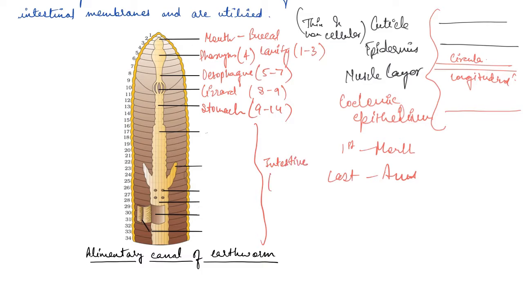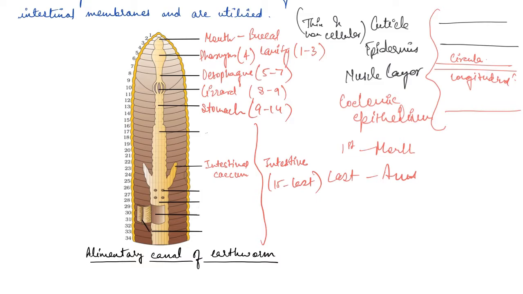This starts from the 15th to the last segment, right? Now in the intestine, we basically have a pair of short and conical structures, which are nothing but intestinal caeca, or caecum. Caecum is singular and caeca is plural, right?